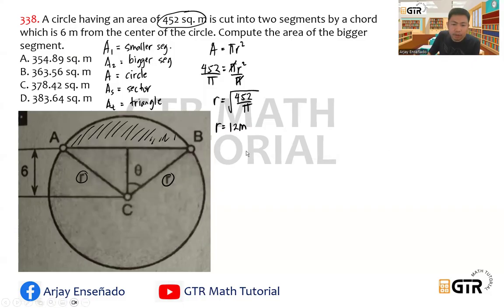Now, since we now have the value of r, we can get the value of this theta. Okay? By using this right triangle, we have a right triangle here. The height of this triangle is 6. And then we now have the value of the radius. The radius is 12. So we can use cosine theta. Cosine theta is adjacent over hypotenuse. So the adjacent of this angle is 6 over the hypotenuse, which is 12. So therefore, the value of theta is equal to arc cosine of 6 over 12.